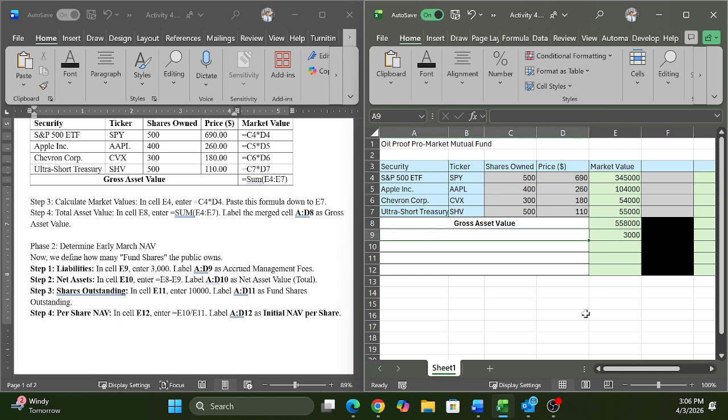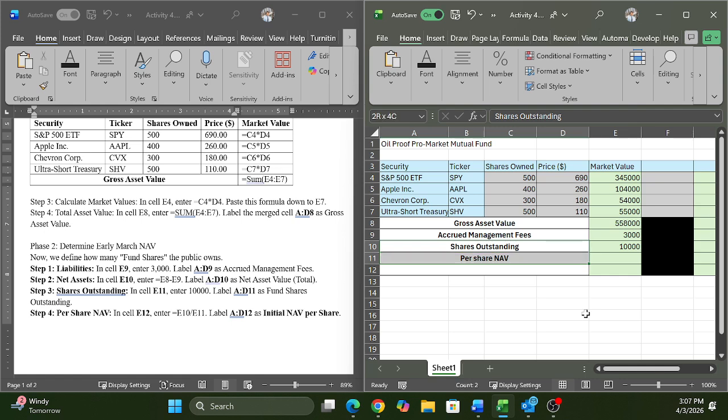And then in cell D10, accrued management fees. Next cell is shares outstanding, 10,000. Next cell is per share NAV, equals, no, I apologize.